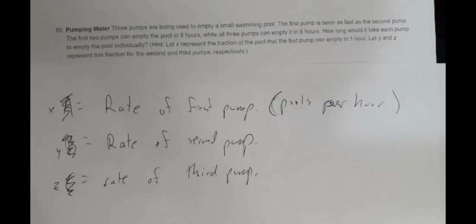Right. So if the first pump is x, then the second pump is 2x. Oh, no, I'm sorry. The first pump is 2x. The second pump is x. That would at least make sense. The first pump is twice as fast as the second pump. So I think you said probably the right thing, but in the wrong order, maybe.